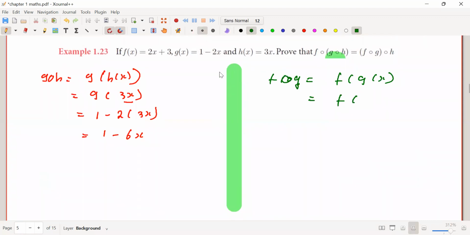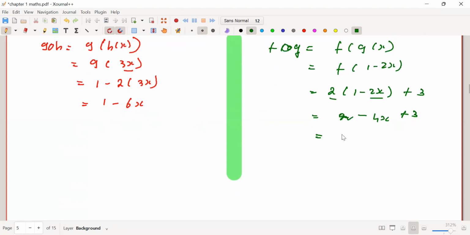F of what is g of x? 1 minus 2x. Then applying in f of x: 2 into 1 minus 2x plus 3. So 2 into minus 2x is minus 4x. You are missing the minus term repeatedly. So these are the kinds of mistakes we will not know that we are making. If I miss that minus, automatically the answer will be f of g of x not equal to g of f of x.